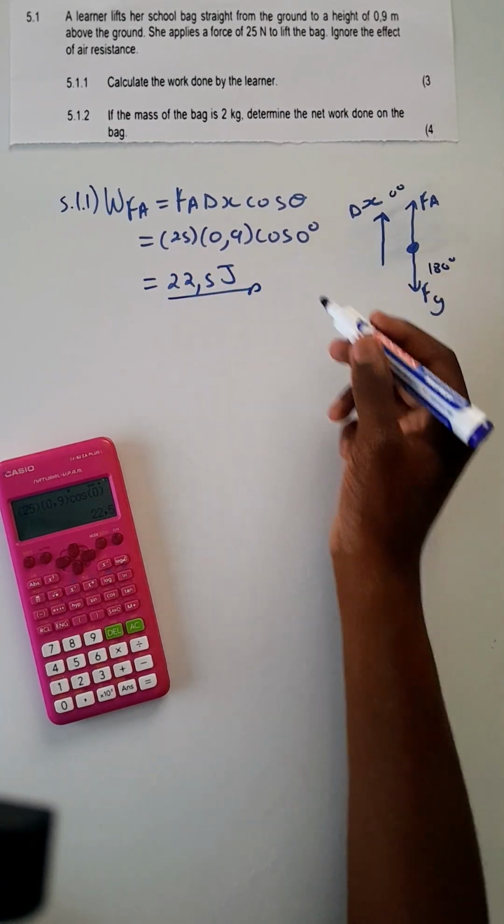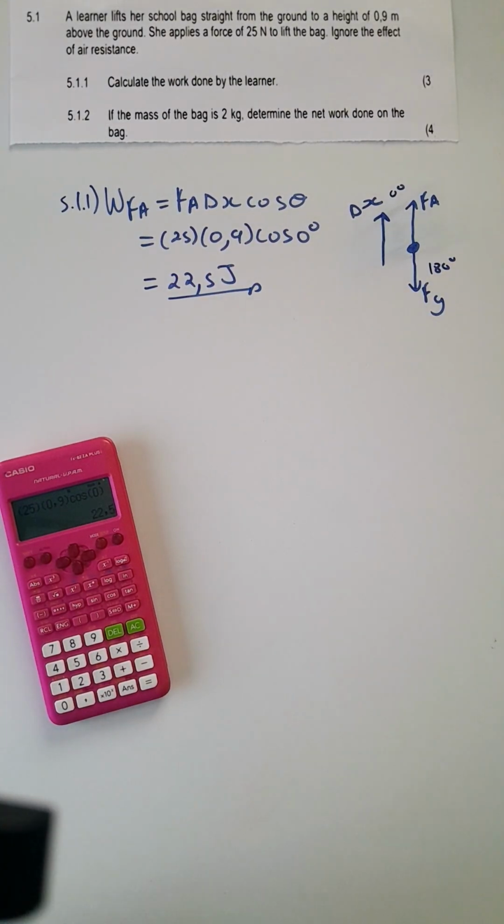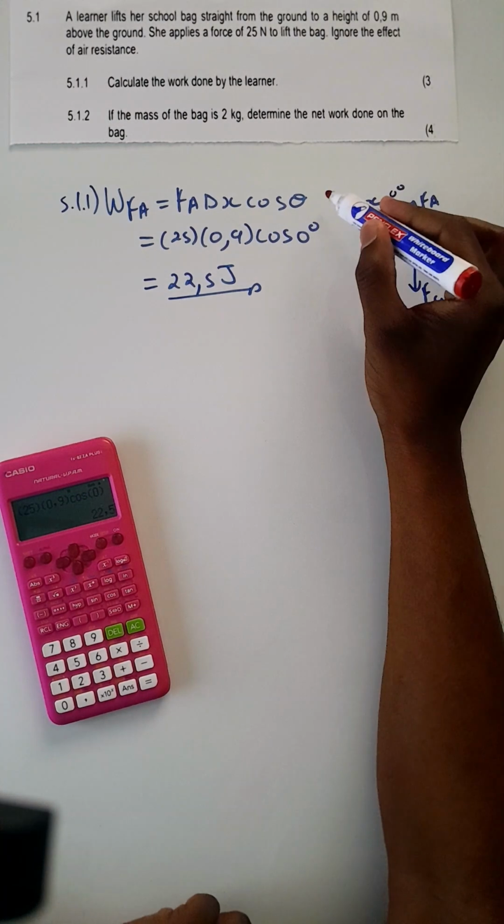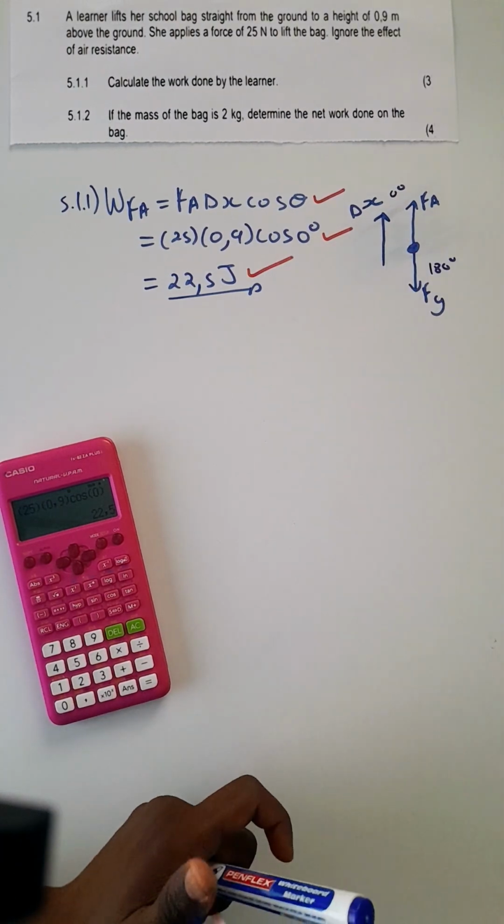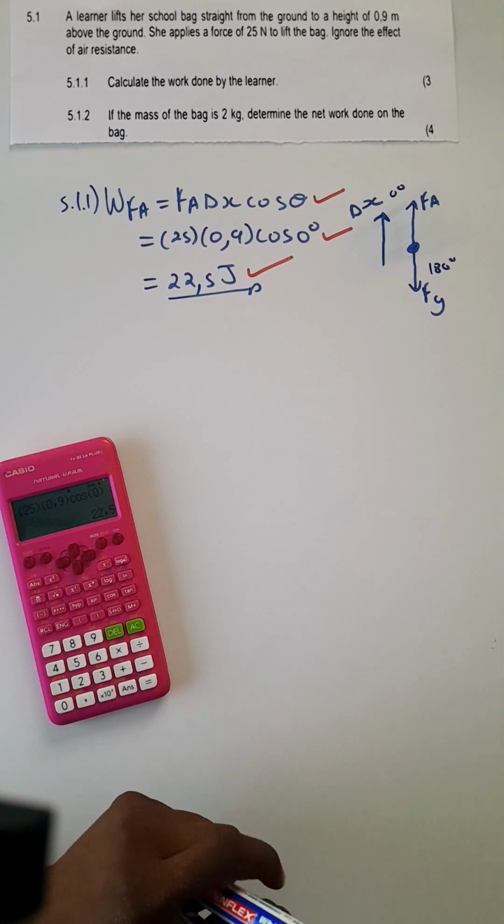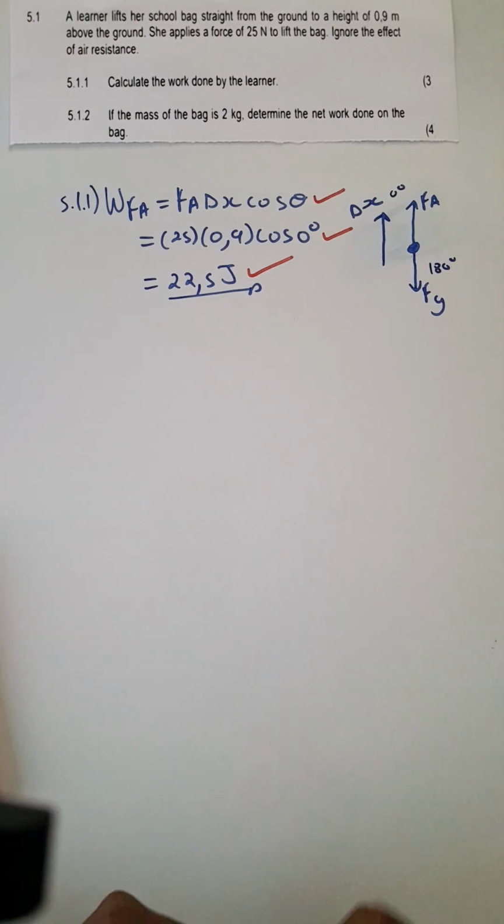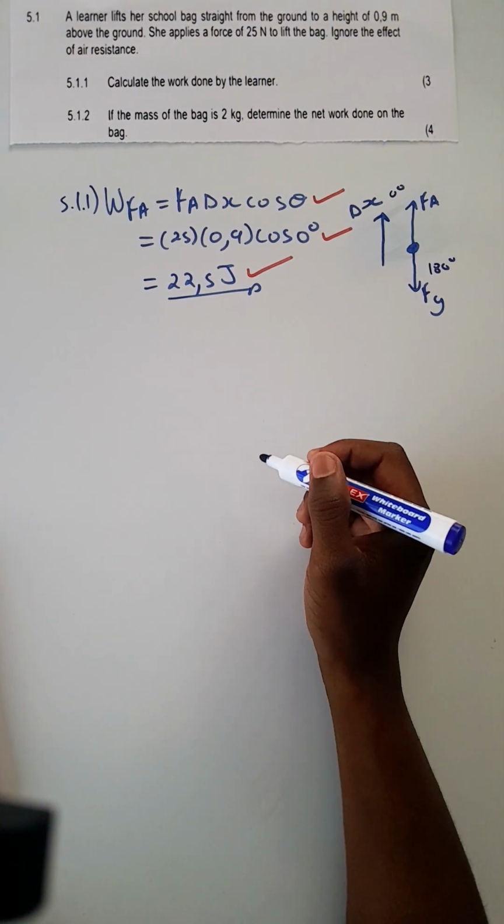The reason it doesn't make a difference is because cos 0 is 1, so it's like multiplying by 1, but it's very important to always put everything there all the time. So that's 3 marks for that. And we have now 5.1.2. If the mass of the bag is 2 kilograms, determine the net work.